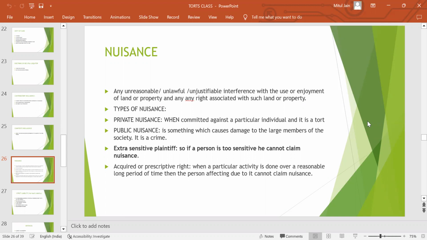The next topic is nuisance. Nuisance is again a very important tort. Nuisance is a tort committed against immovable property. Nuisance is defined as any unreasonable or unlawful or unjustifiable interference with the use or enjoyment of land or property and any right associated with such land or property.